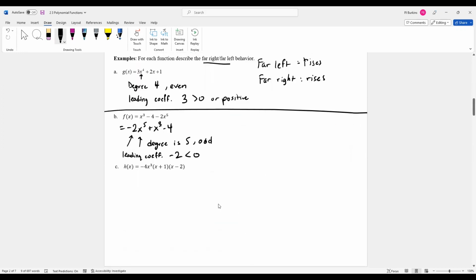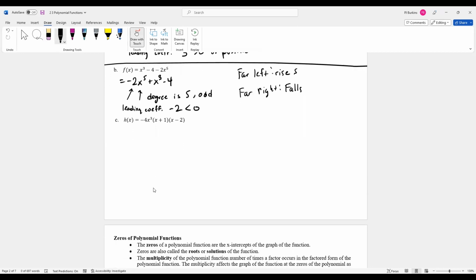So the far left rises and far right falls. And if you wanted just a quick idea of what that might look like, right? If it goes to the origin, it would look like this, something like that, right? So basic S shape. This is not perfect by any means, but that's the idea, that it rises to the left and falls to the right. Okay.